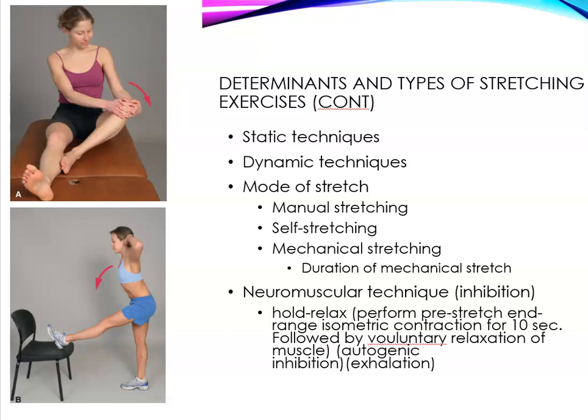Hold relax with the agonist contraction combines HR and AC procedures. The HR and AC technique is also referred to as the CRAC procedure, or the slow reversal hold relax technique. You move the limb to the point that tissue resistance is felt in the range-limiting target muscle. Then have the patient perform a resisted pre-stretch isometric contraction of the range-limiting muscle, followed by a voluntary relaxation of that muscle and an immediate concentric contraction of the muscle opposite the range-limiting muscle.